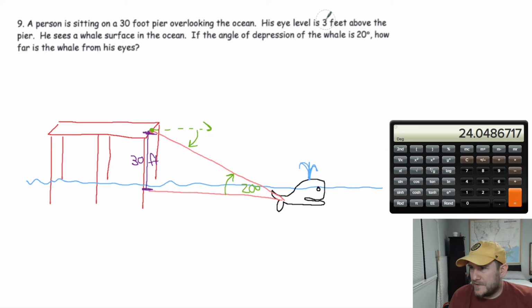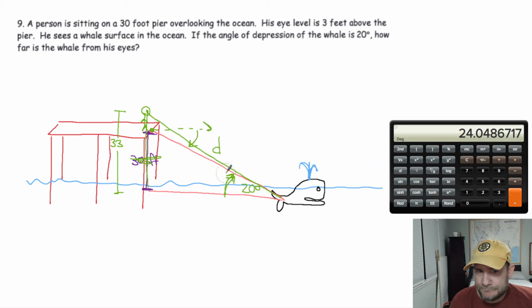And I didn't pay attention to this part, did I? His eyes are 3 feet above the pier. Rats. Okay, so what does that mean? That means this guy's actually standing up here on the pier. And there's his eye. That adds an extra 3 feet. So in my triangle, we should call this total height 33. And that makes this a little steeper. It's the same 20 though. 20 is right, 30 is wrong. We're using 33. And we're solving for this distance, d, down the hypotenuse.